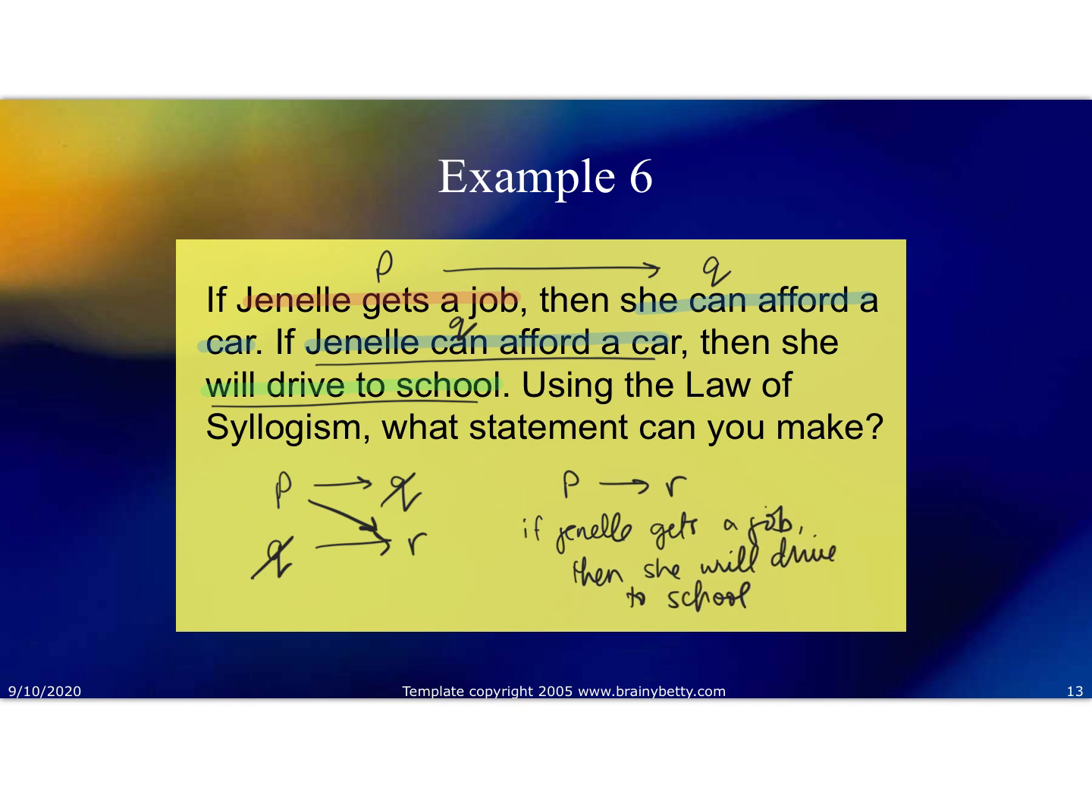So basically, I've got here, if Janelle gets a job, and then in green, the R. So I went from P to R and completely bypassed the Q's, which sort of cancel out.